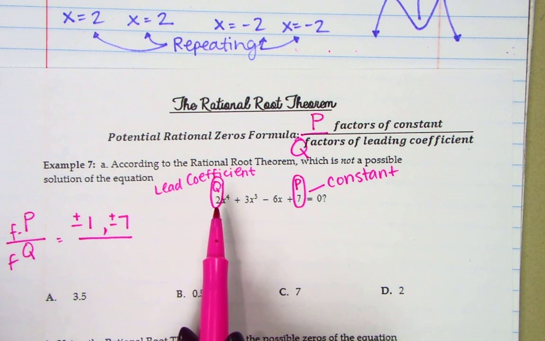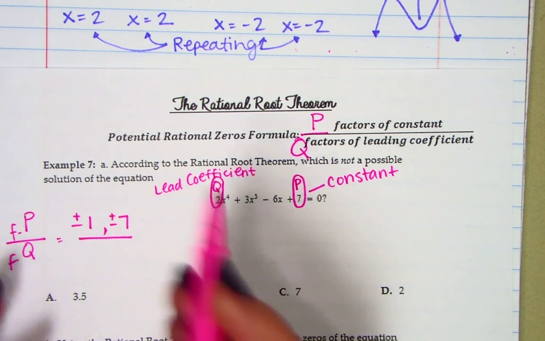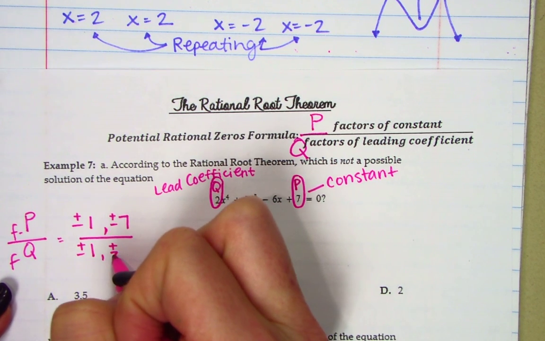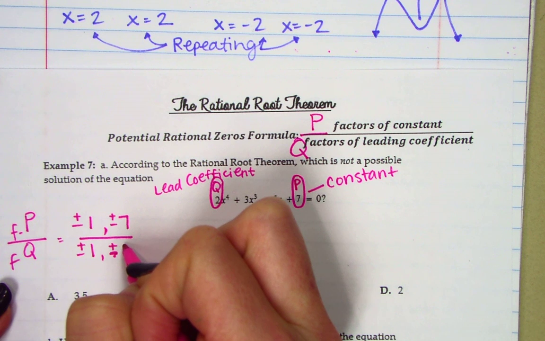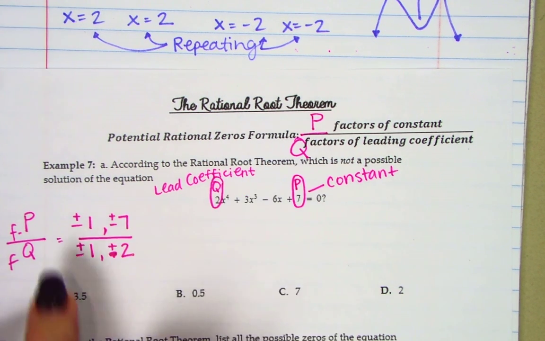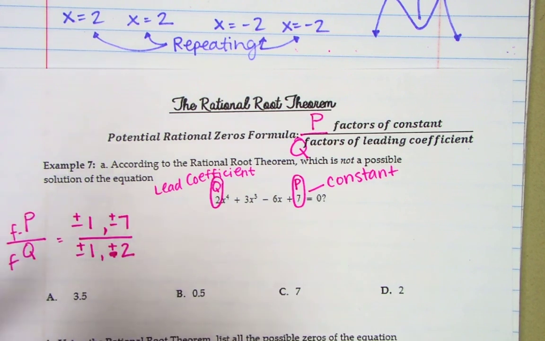Well, q is 2. What are the factors of 2? 1 and 2. And again, it could be positive 1 and positive 2, or negative 1 and negative 2. So plus or minus 1, plus or minus 2. Now all the possible roots are all the possible combinations of this fraction.